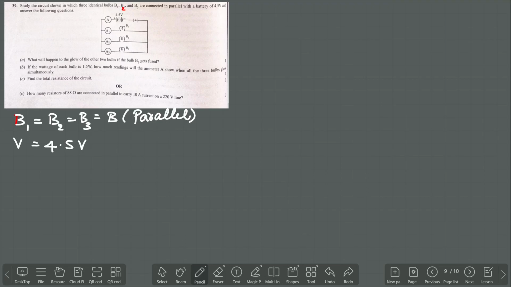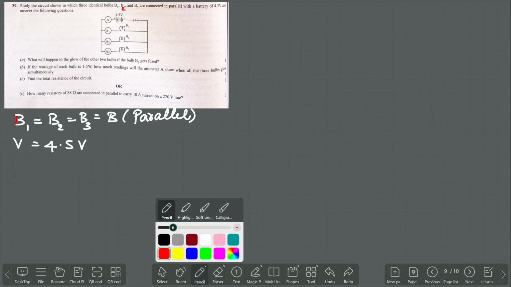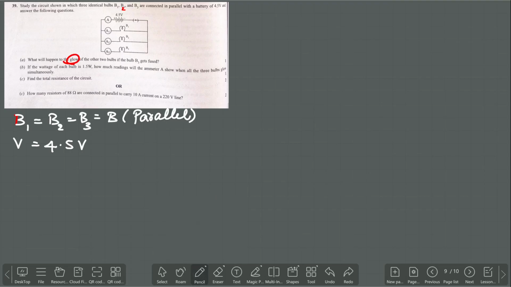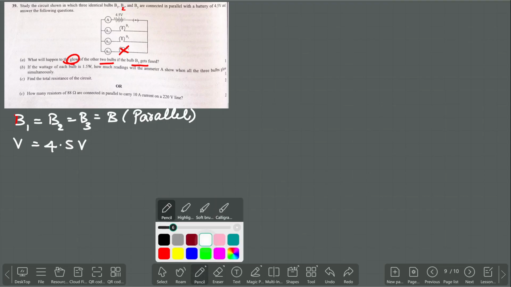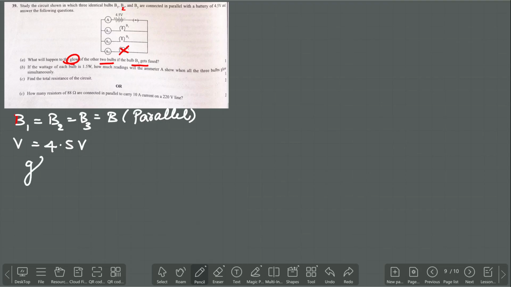What will happen to the glow of the other 2 bulbs if bulb 3 gets fused? Whether the brightness will increase or decrease, that is what they are asking. So you need to say whether the brightness will start to increase or start to decrease. That is what you are going to prove here. So what type of combination is it? It is a parallel combination.